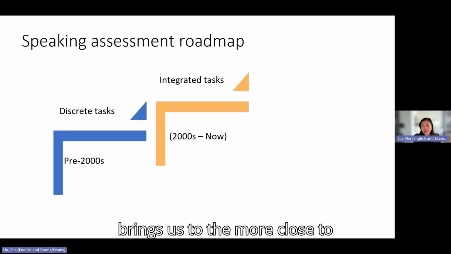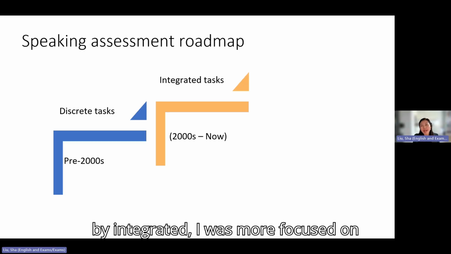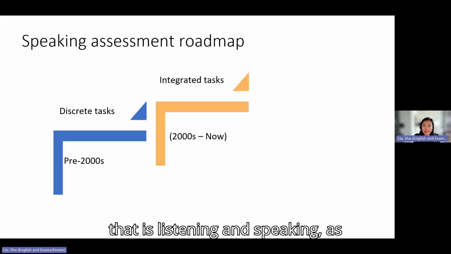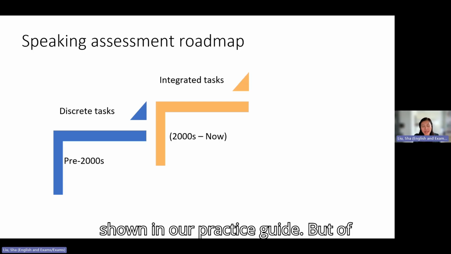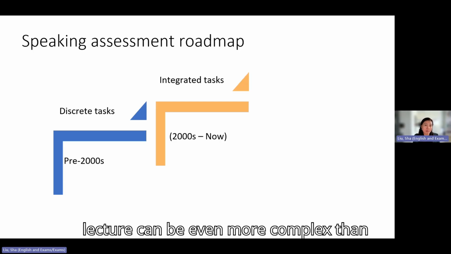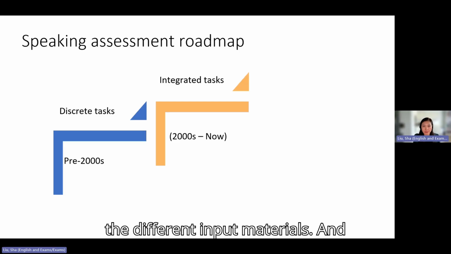And then that brings us to the assessment roadmap closer to today. That's the integrated tasks. This time by integrated, I was more focused on the combination of at least 2 skills, that is listening and speaking, as shown in our practice guide. But of course, in reality, this integrated task can be even more complex than this. For example, it can be combining different input materials.